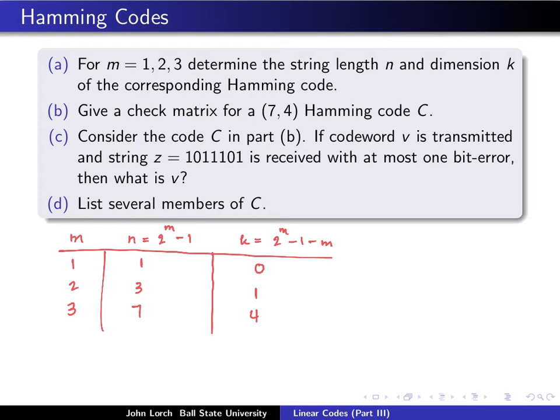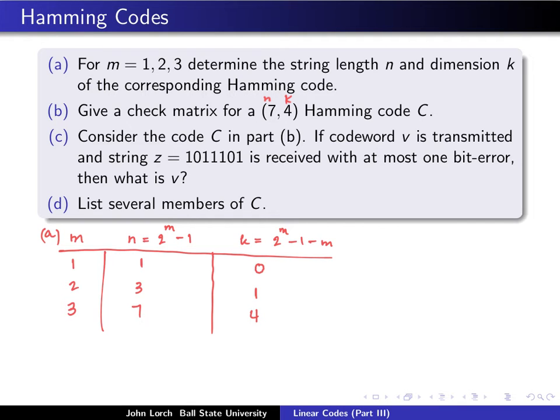All right, and we could continue for more values of m if we wanted to, using these formulas. All right, so that's part A. And then in part B, what we want to do is give a check matrix for a 7-4 Hamming code, C. Now, what does the 7-4 mean? Well, 7 is the length of the strings in which the code words appear, and 4 is the dimension of the code.